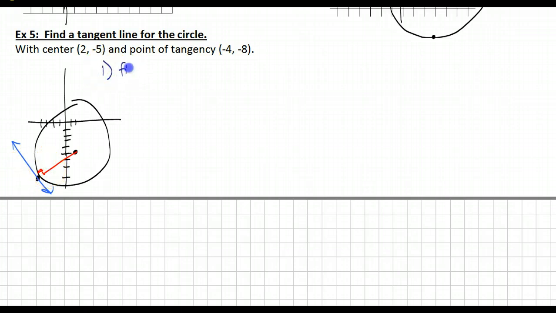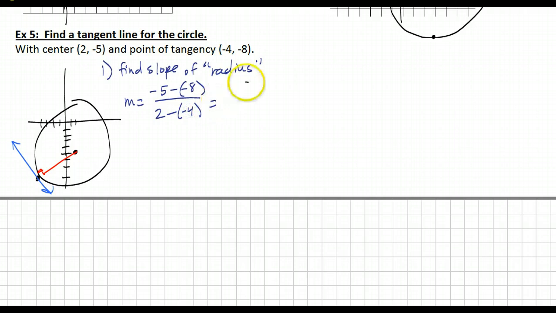So step one, basically I'm finding the slope of the radius, and I'm going between these 2 points they gave me. So y subtract y and x subtract x. I'm ending up with a positive 3 on top, and it looks like a 6 on bottom. Okay, so what I just found is that the slope of this red line is 1/2. So our slope that we're trying to find is opposite reciprocal. Opposite would make it negative, reciprocal would make it 2/1. So our slope is -2.